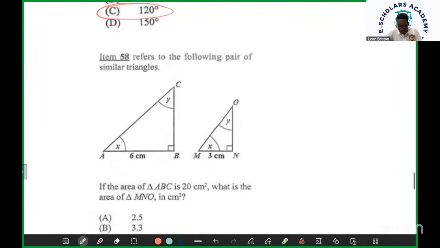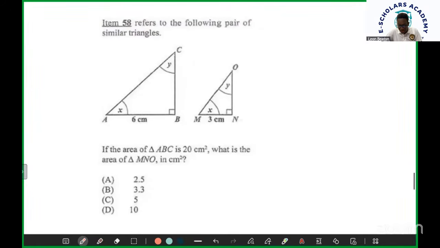So let's see. Item 58 refers to the following pair of similar triangles. So we know for similar triangles, all of the angles will be the same, just that one triangle will increase in size by a ratio or something. All right, so let's be careful with this one here, right? Let's be very careful with this one.